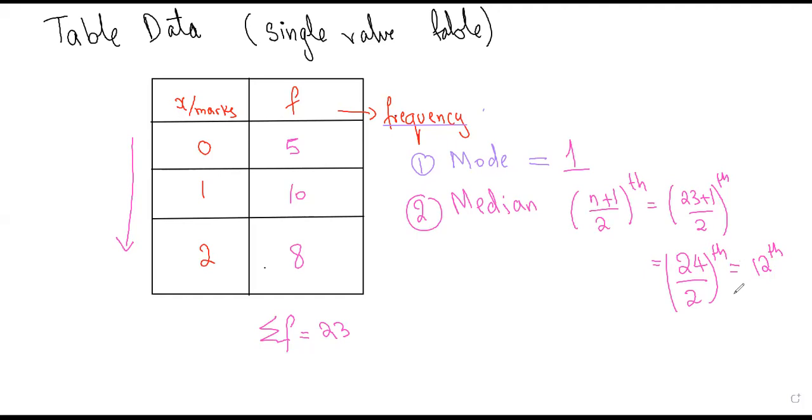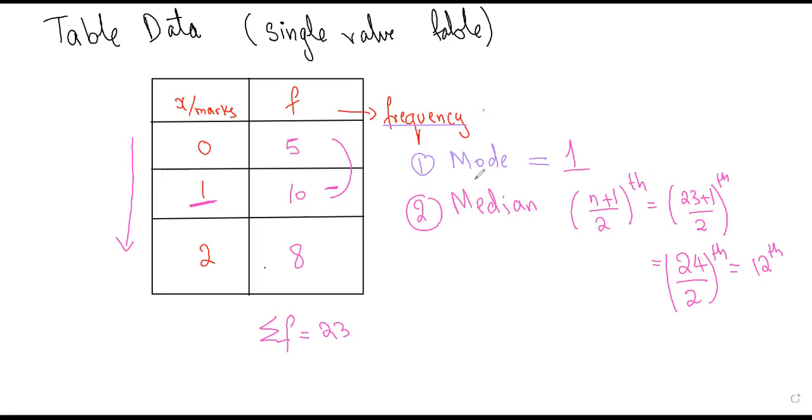This is the 12th term. Where am I going to get the 12th term? So in the first row, I'll have 5 terms. Then by the end of the second one, I'll have 15 terms. This means that the 12th term would be here. Okay, 12th term would be here. So what is the median? The median would be what in this case? The 12th term is coming in the second row. So median would be 1.